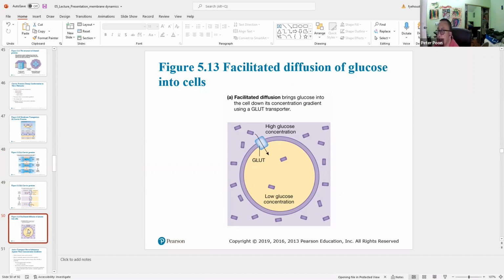This is the GLUT transporter. Glucose transport is really important and something that you definitely have to understand. So with GLUT transporters, you can see it goes from high concentration to low concentration. So it comes in, right? This type of GLUT transporter goes with the concentration gradient, so high to low. So no energy is involved.